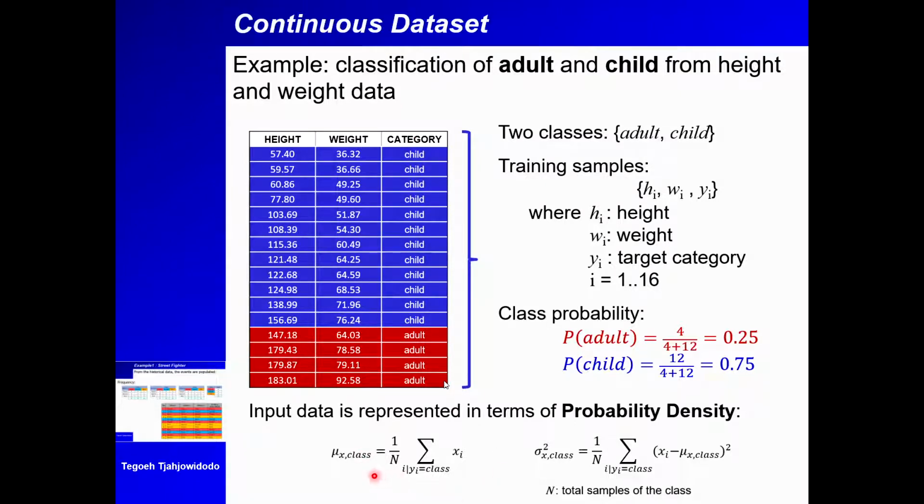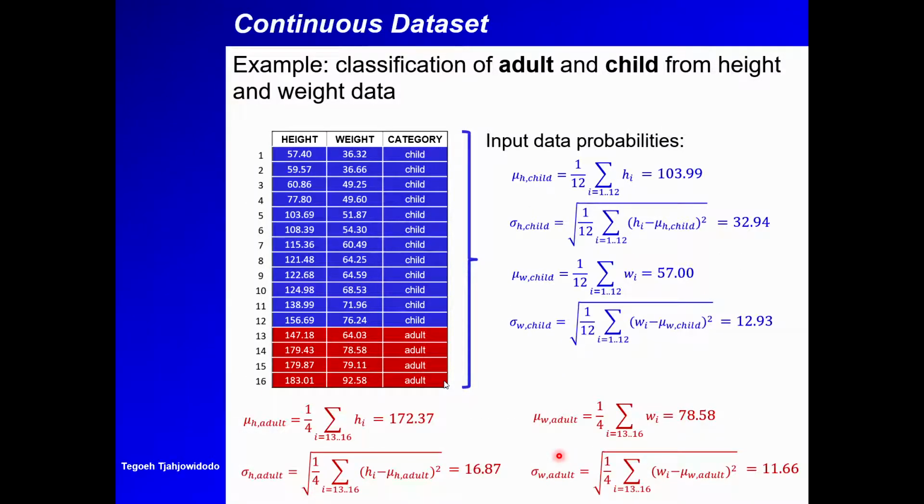So in this case, we will have mean of height for child, mean of weight for child, mean of height for adult, mean of weight for adult. So we will have 4 mean values and also 4 standard deviation values. These represent the probability density functions of height of child, weight of child, height of adult, and weight of adult. Okay, so we have to calculate these 8 variables first.